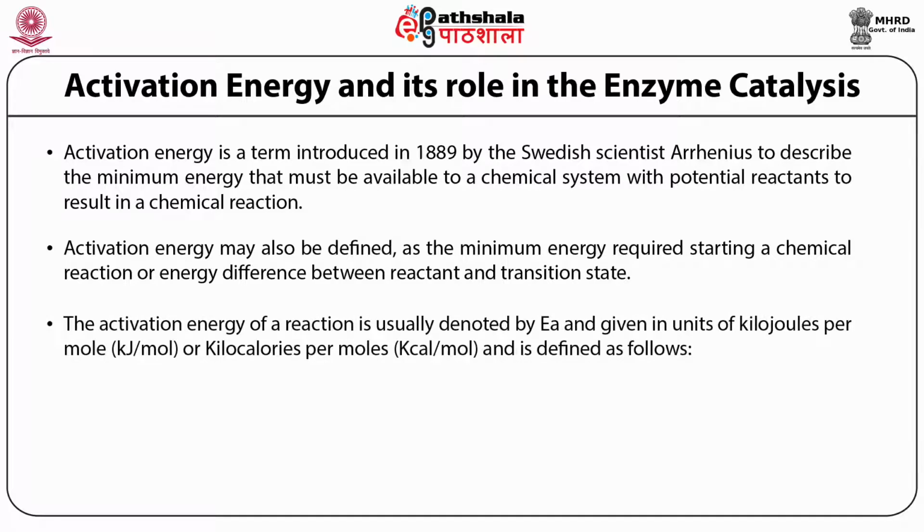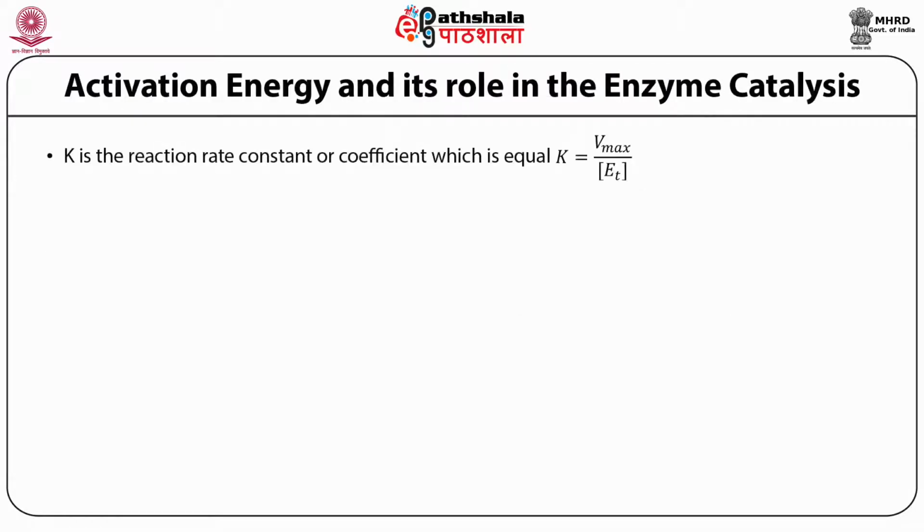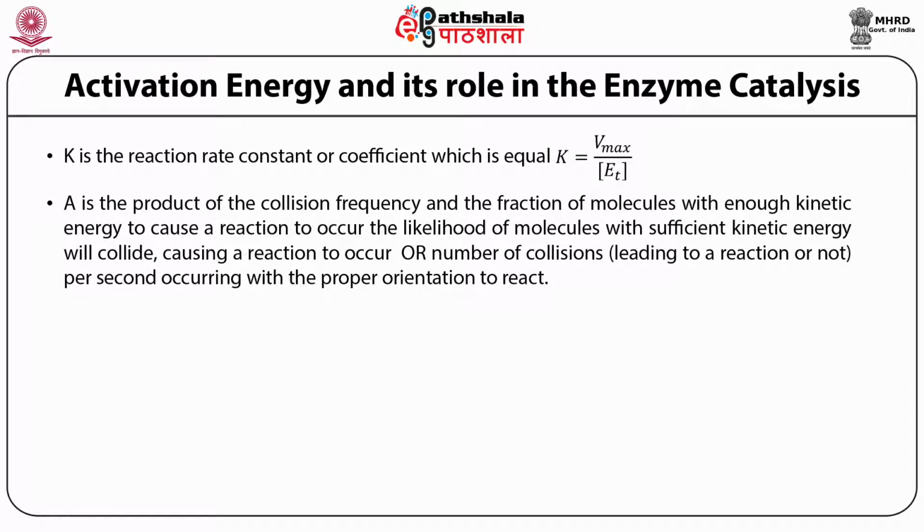Activation energy of a reaction is usually denoted by EA, and it has a unit of kilojoule per mole or kilocalorie per mole. It is defined by the Arrhenius equation, which is K equals A e to the power minus EA upon RT, where K is the reaction rate constant or reaction rate coefficient, which equals Vmax by ET when you are talking about an enzymatic reaction. A is the product of collision frequency and the fraction of molecules with enough kinetic energy, which causes a reaction to occur, with the likelihood that a molecule with sufficient kinetic energy will collide and cause a reaction to occur.